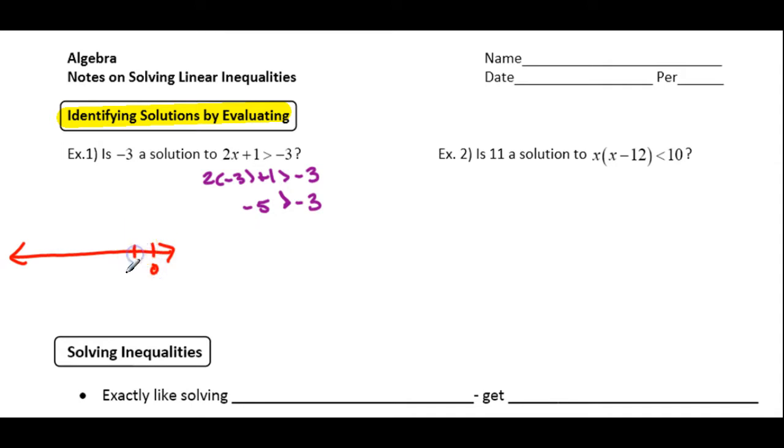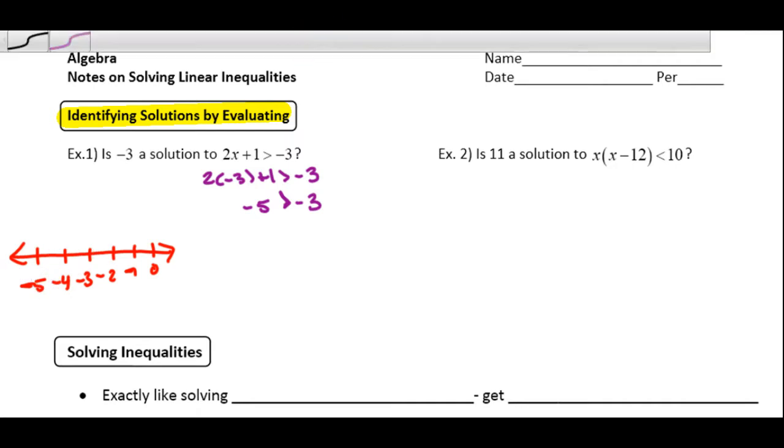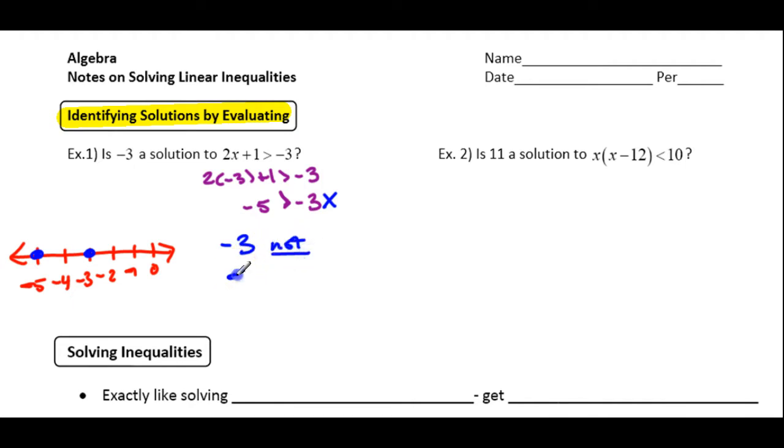So if I start drawing negative numbers, 0, negative 1, negative 2, negative 3, negative 4, negative 5. And if I plot those points here, well, here's negative 3, here's negative 5. This says negative 5 is greater than negative 3. Is negative 5 greater than negative 3? No, it's actually less because it's to the left. That means this is not true. That means negative 3 is not a solution.